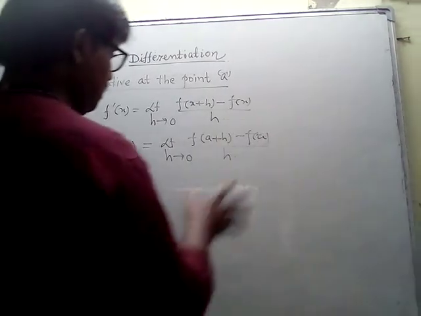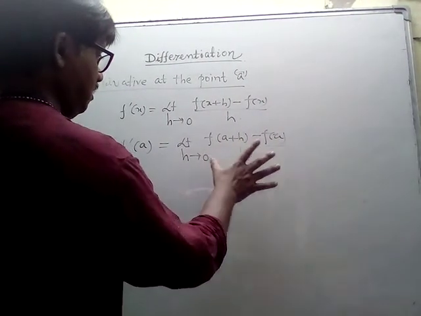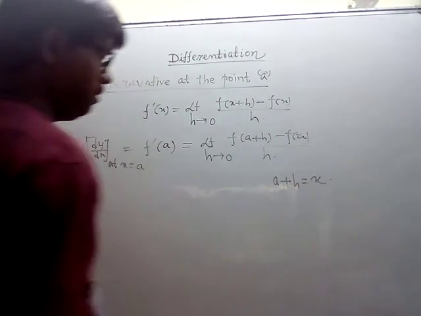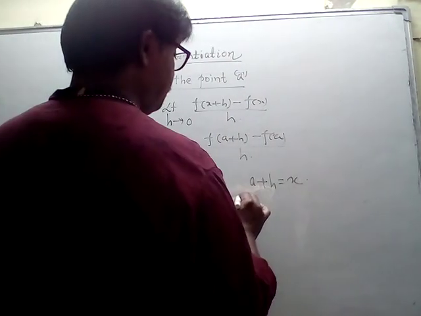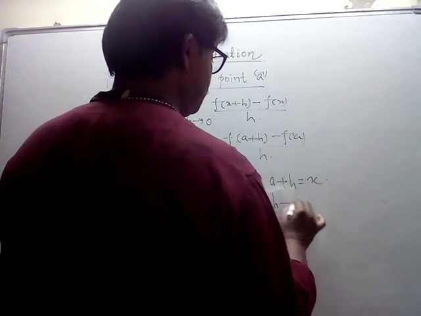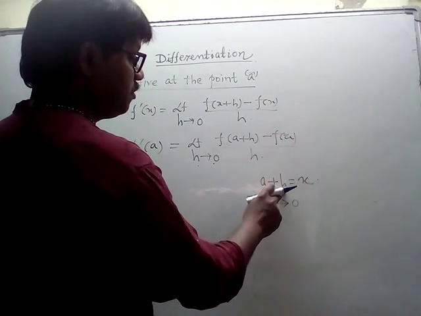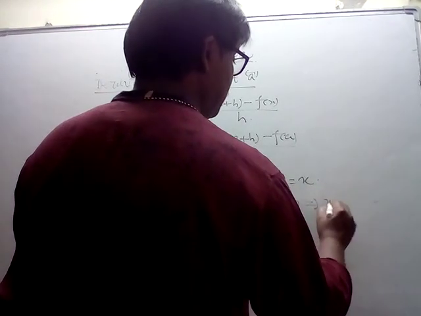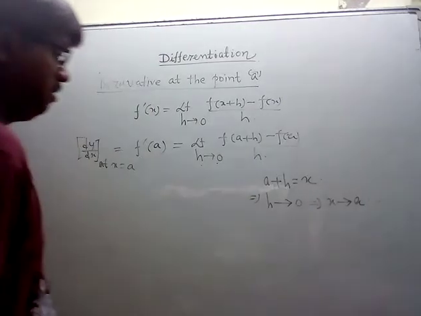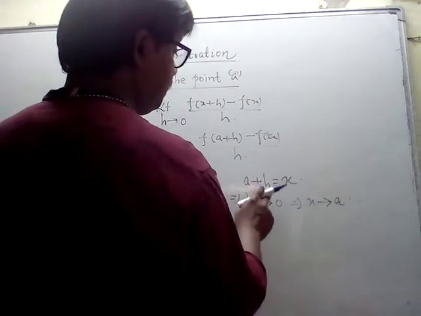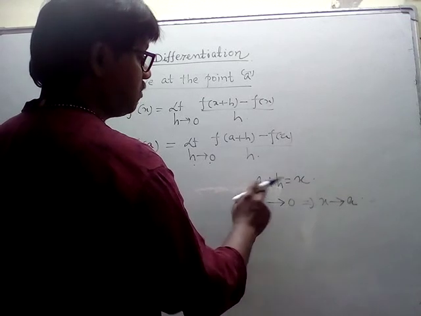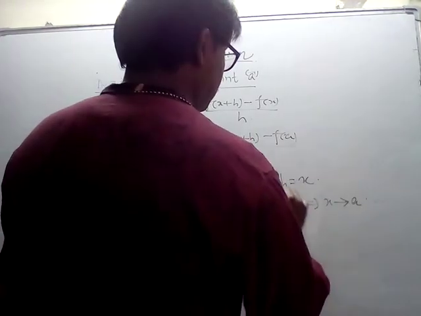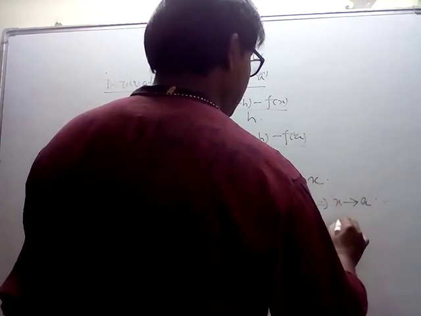Now, if we put a plus h equal to x, any variable, then h tends to 0 means x approaches a plus 0, that is a, so x approaches a. When h approaches 0, if we put 0 here, then x tends to a plus 0, that is x approaches a, and the value of h is x minus a.